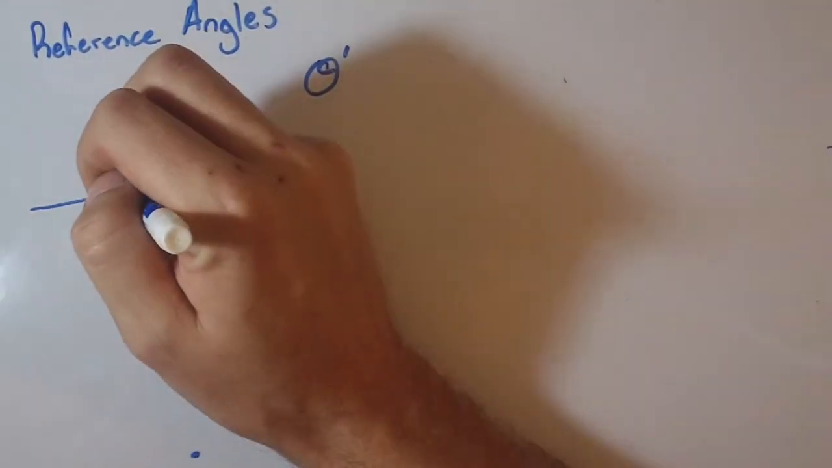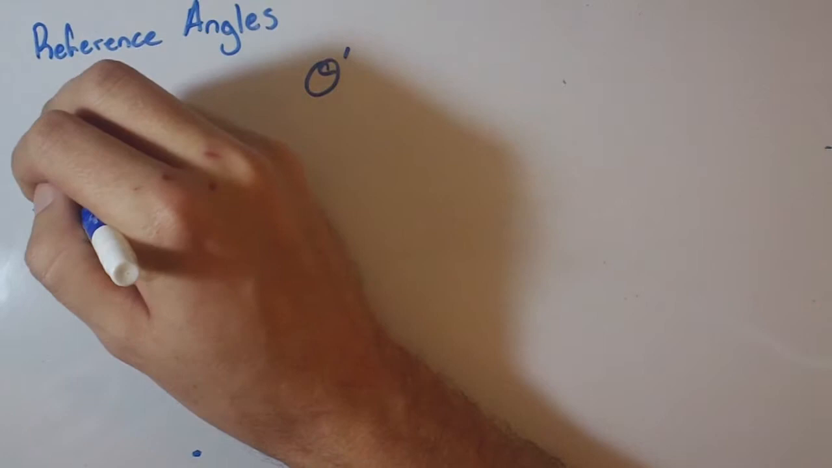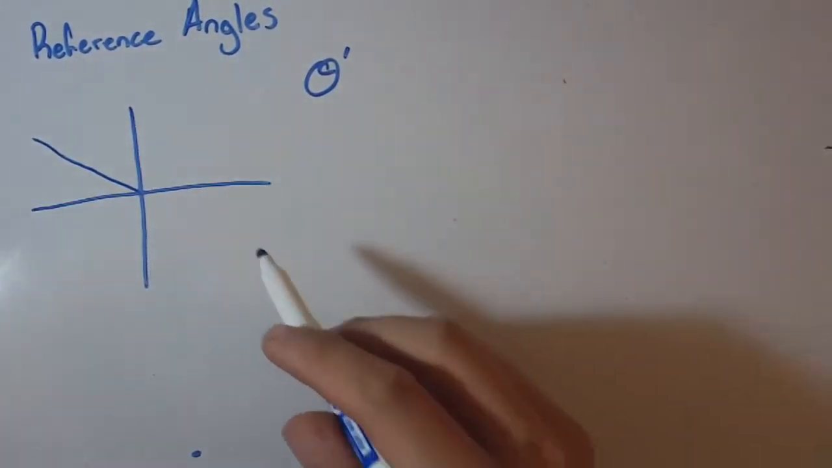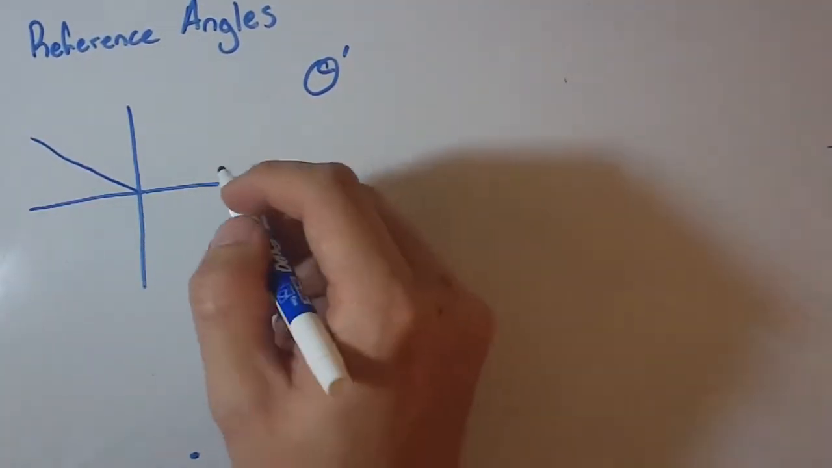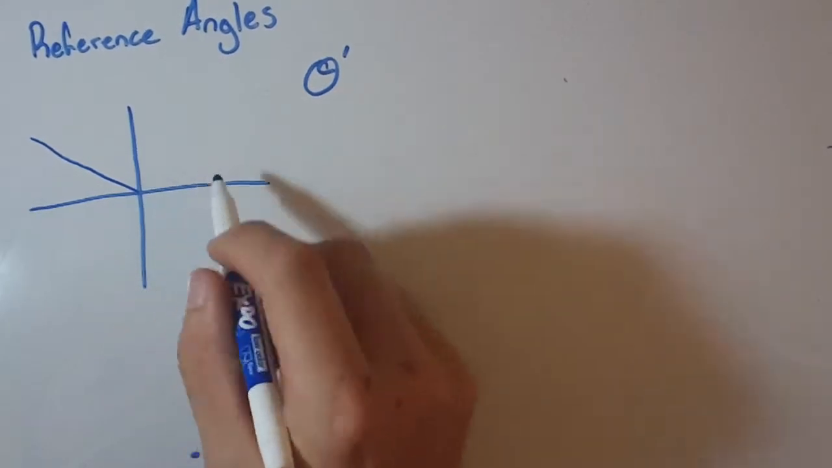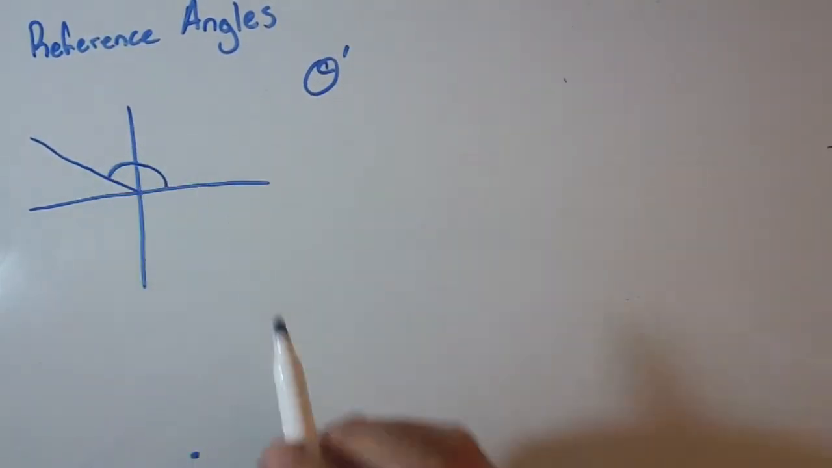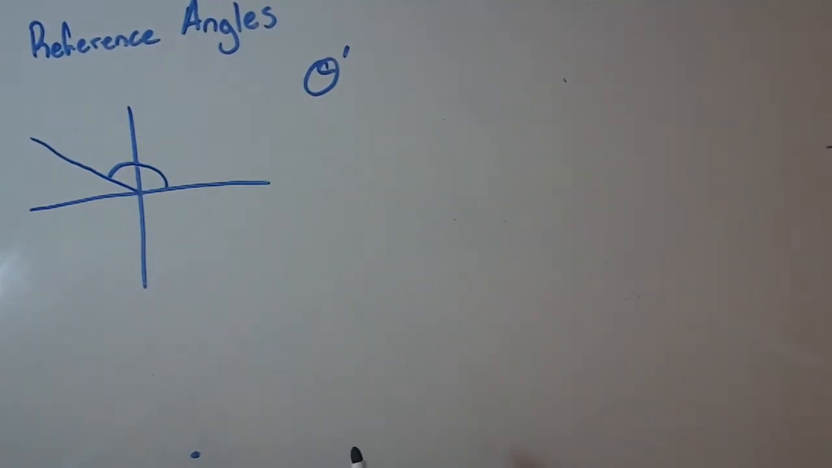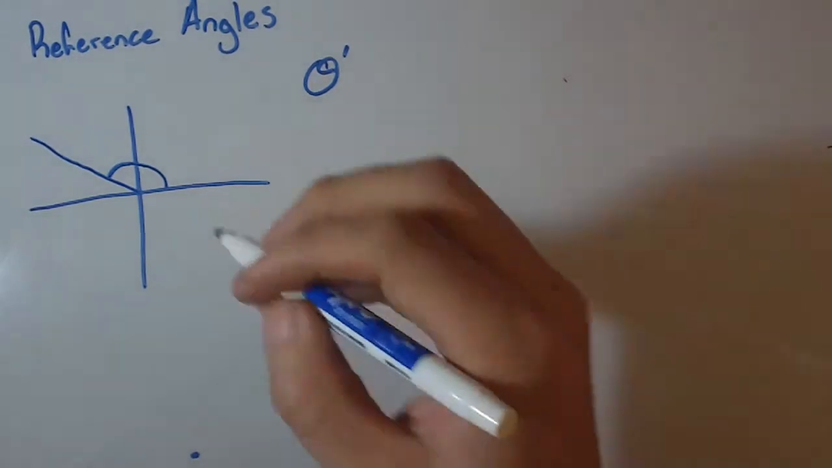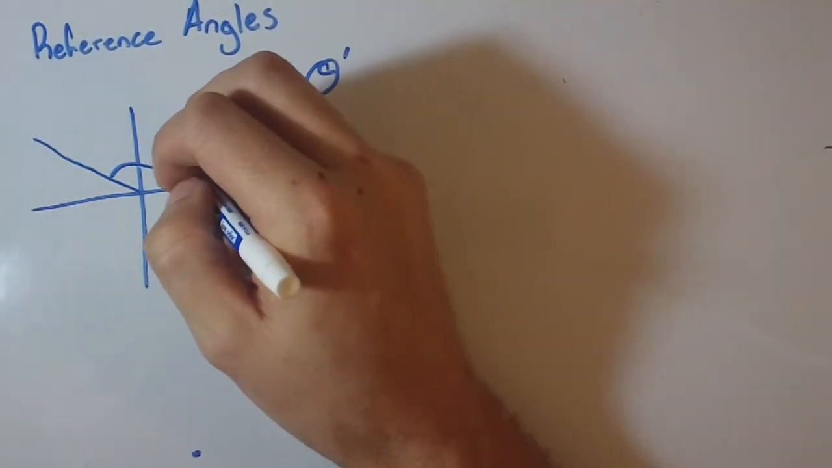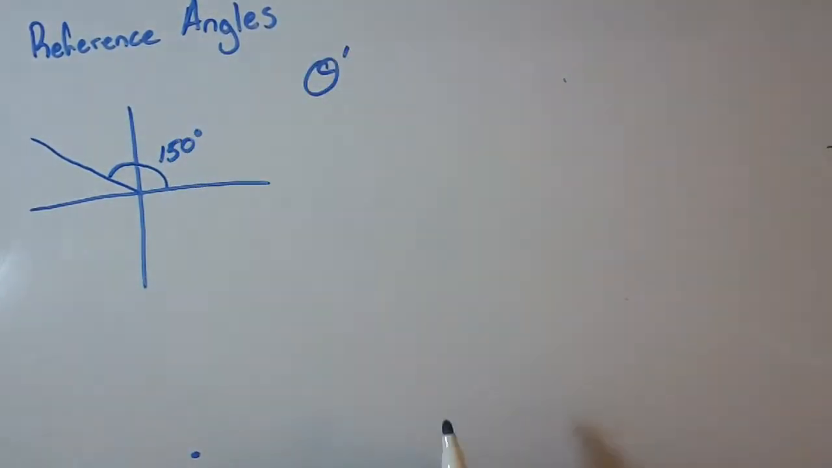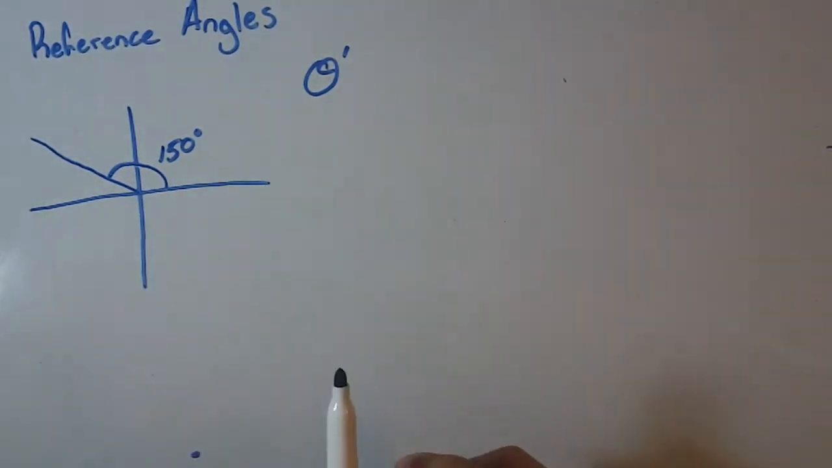For example, if we have this angle here, in standard position, the angle is from this side of the x-axis all the way to the angle. Let's just estimate that. Let's say that that is 150 degrees. That is the angle.